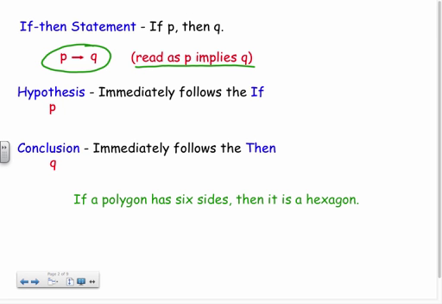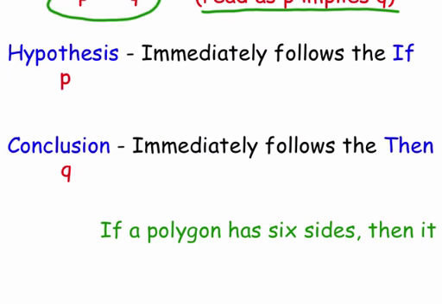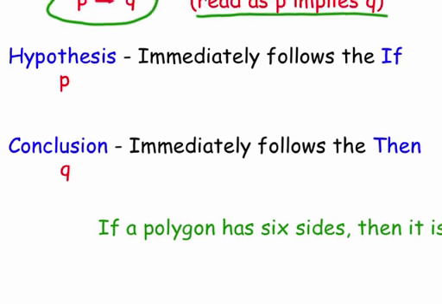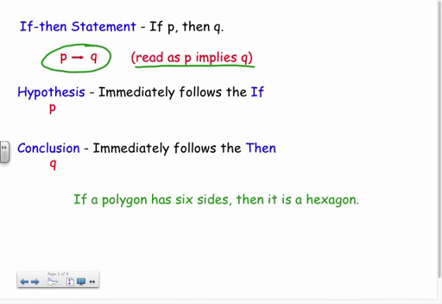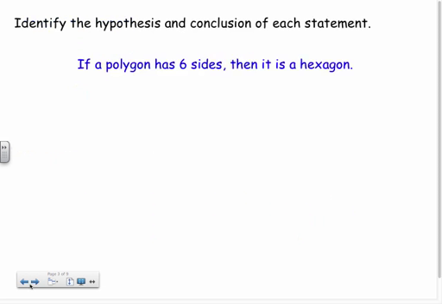The hypothesis always follows the if, so in this case it's the P. And the conclusion always follows the then. That's the thing that you learned last year in algebra. So by looking at this conditional statement: if a polygon has 6 sides, then it is a hexagon. The thing after the if is my hypothesis. That's a tough word, hypothesis. And the thing after the then is the conclusion. Pretty straightforward.